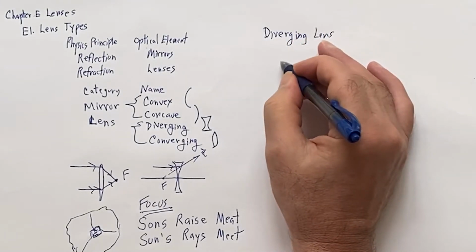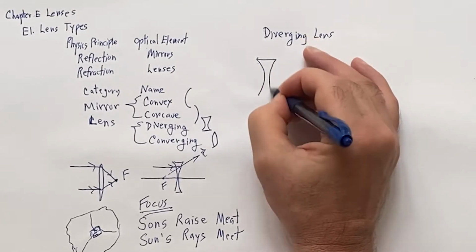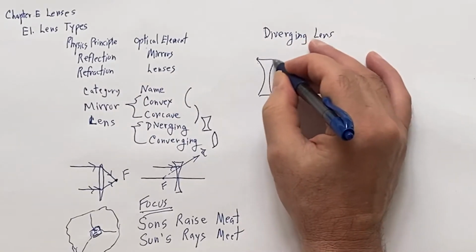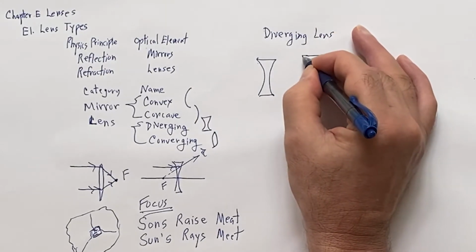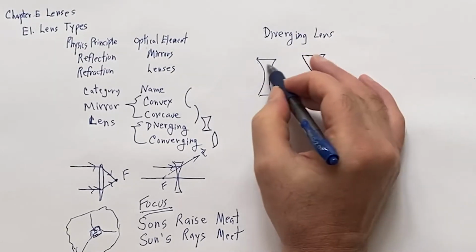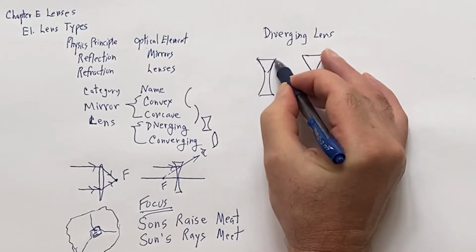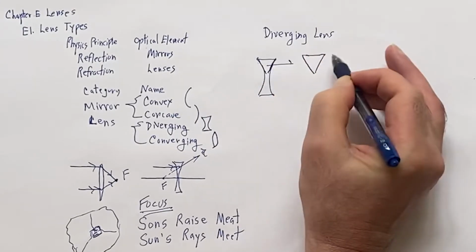Now, the diverging lens, if you look at this kind of a cut there, at the top, you have something like a prism. It kind of looks like this at the top. So here, just pull that part off.